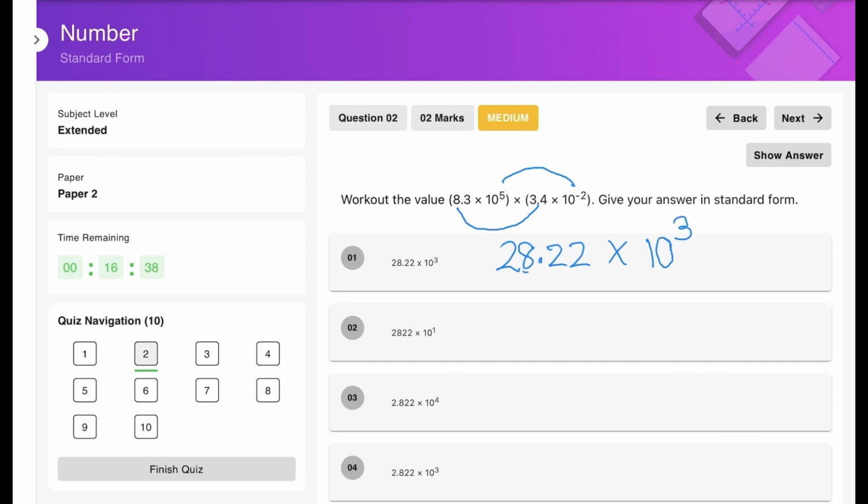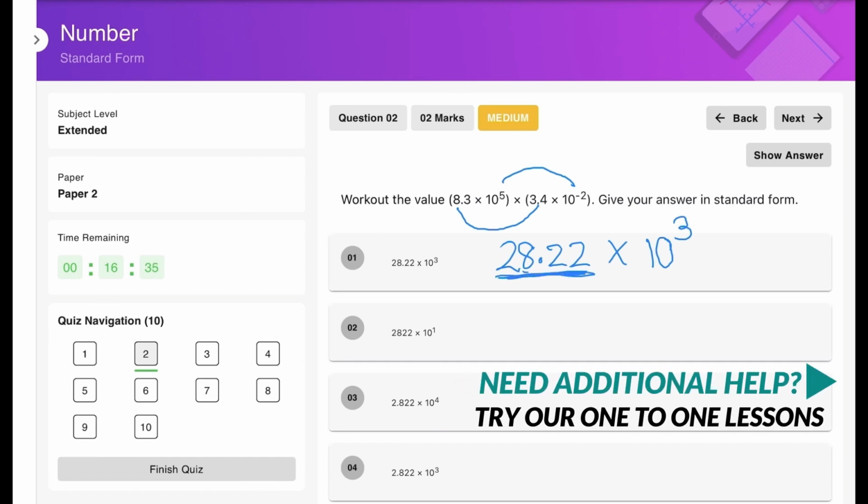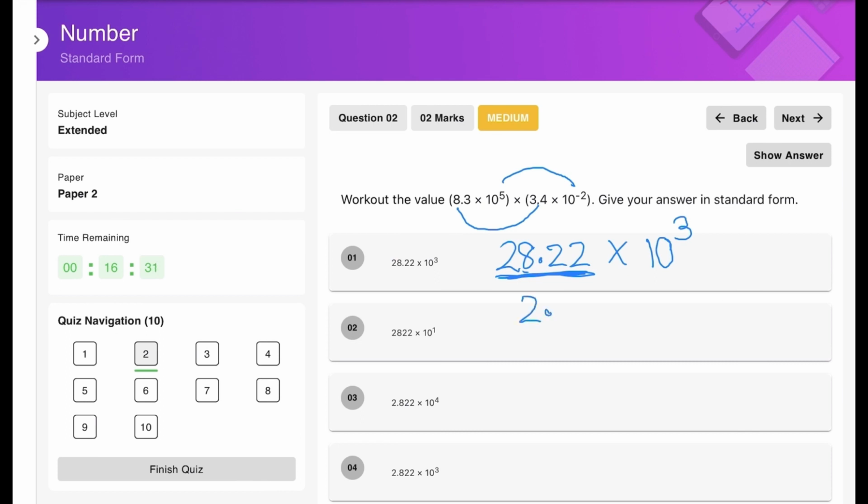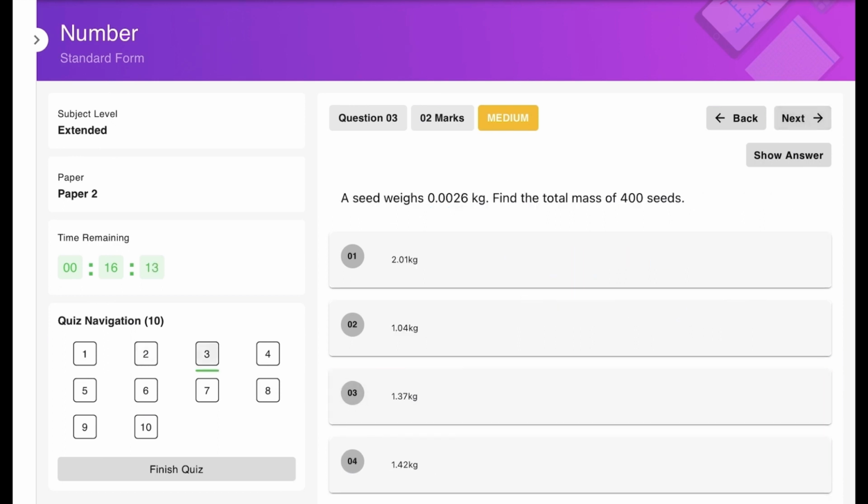Now this is not in standard form, because you can see this value here is not between 1 and 10. So I'm going to change this to 2.822, and that means I have to multiply a 10 here, and that again has that 10 to the power of 3. So totally this is going to become 10 to the power of 4, which is the third answer here.